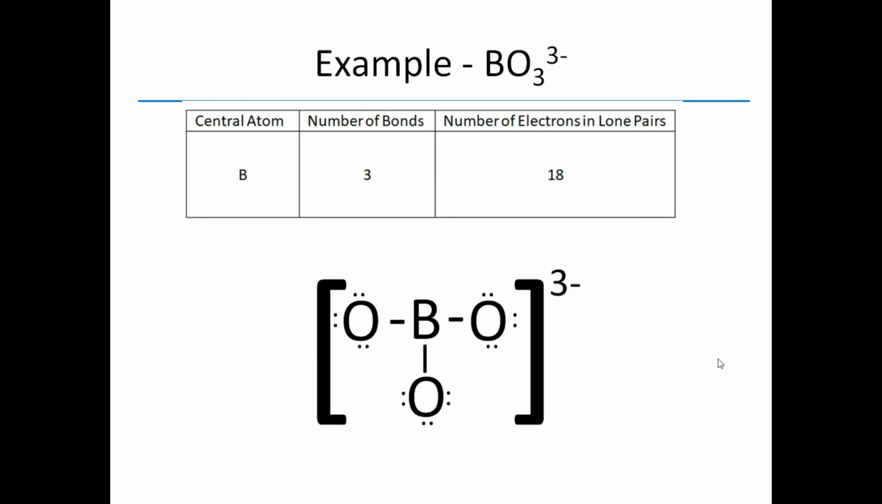Finally, because this is a polyatomic ion, we would put it in square brackets and we would put the charge on that polyatomic ion as a superscript outside the bracket.